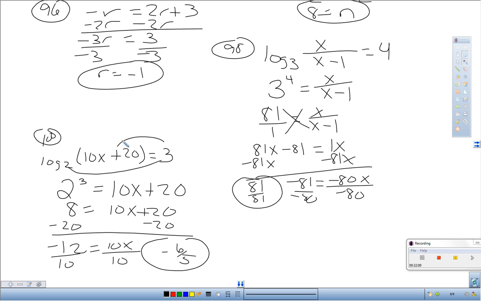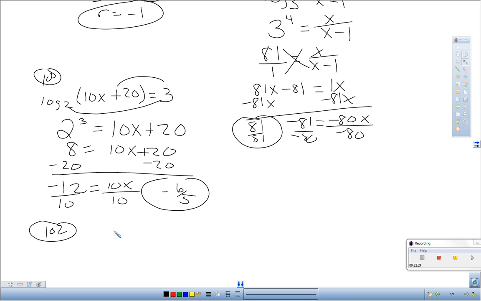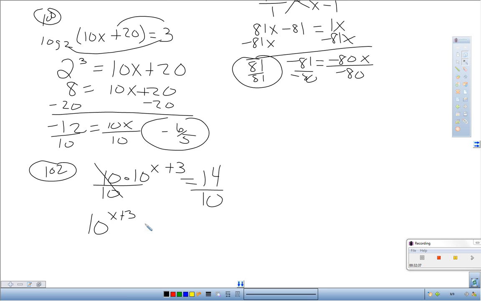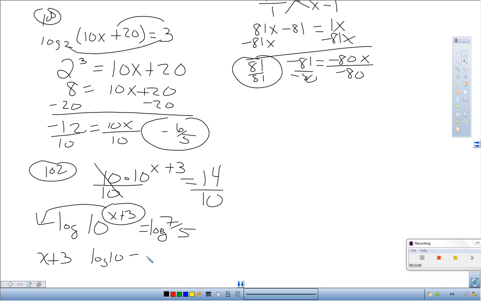All right, for the last two, we're going to need my calculator. So 102 is 10 times 10 to the x plus 3 equals 14. So the first thing I'm going to do is divide by 10, and so that'll give me 10 to the x plus 3 equals, your calculator tells you that that is 7 over 5. Then you're going to log both sides so that this will come down in front. And so that'll give me x plus 3 log of 10 equals log of 7 over 5. And then let's just divide by log of 10.